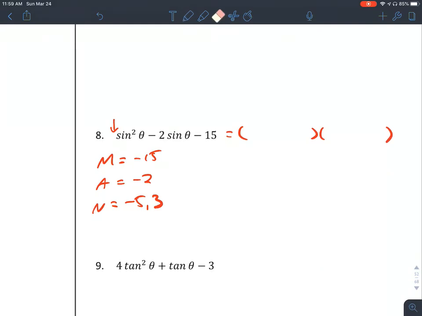If the leading coefficient was 1, this is called a monic trinomial. We just square root this and break it apart evenly: sine of theta, sine of theta. These two numbers, the numbers we found, end up making this magic work, so we get this right here.